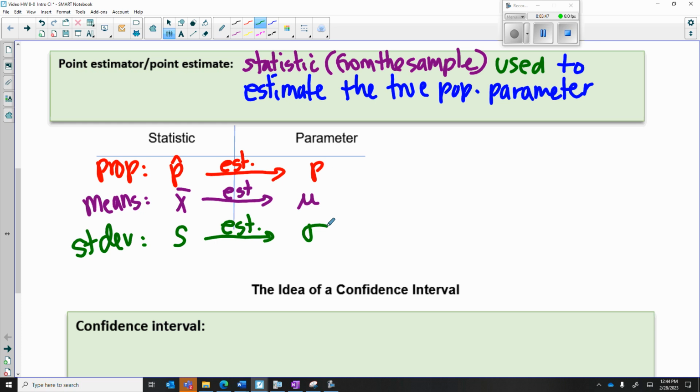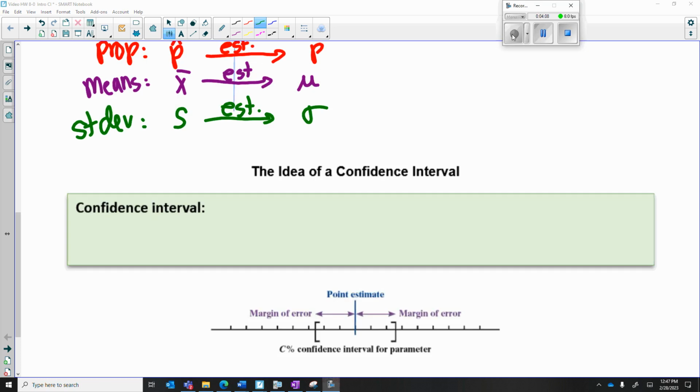So if it comes from the population, it's a parameter. Remember, PP, population parameter, and sample statistic, SS. So it's really important that you guys know your symbols, p hat and p, x bar and mu, S and sigma, and know that if you see the p hat or the x bar, that it came from the sample and not from the population.